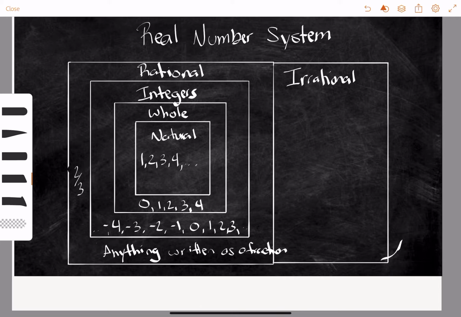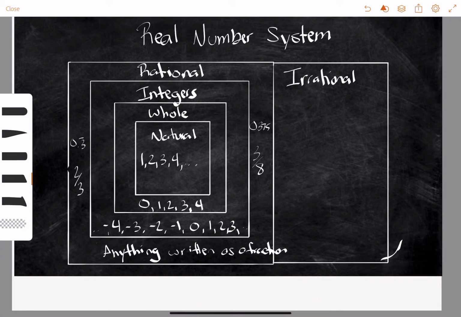Any repeating decimal can be written as a fraction. So 0.3 repeating is 1/3, so that's a fraction. 3/8 is a fraction, and as a decimal, that would be a terminating decimal. So terminating decimals are also rational numbers. Rational, ratio, fraction. Irrational numbers are anything that cannot be written as a fraction.